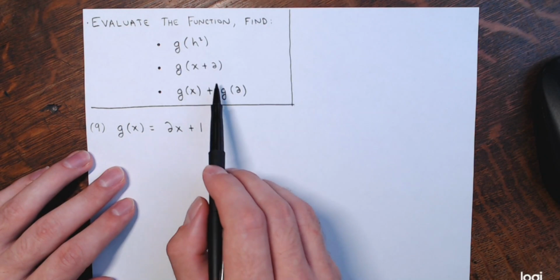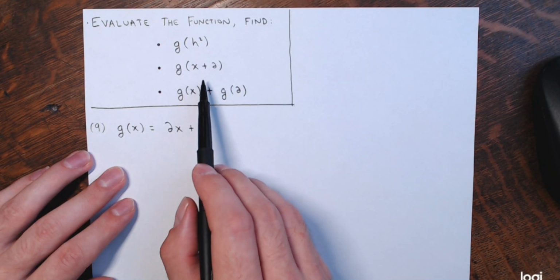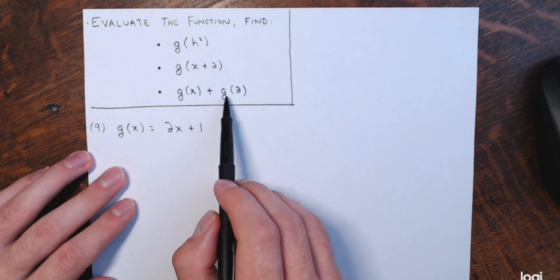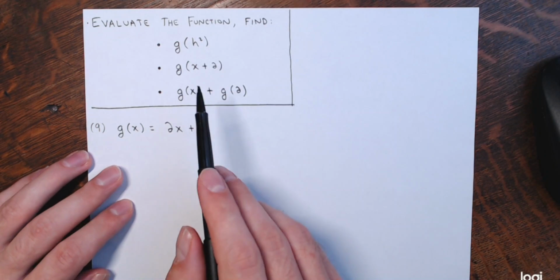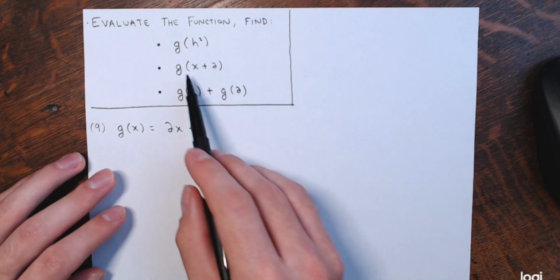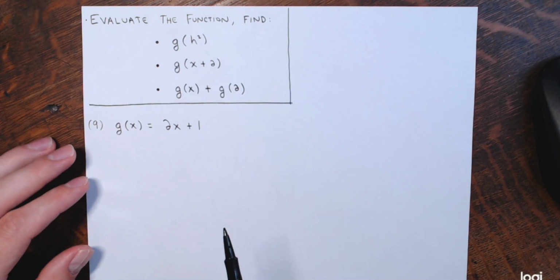And then here, notice the difference between the second and third one. Here x plus 2 is in the parentheses. Here it's separated: g of x plus g evaluated at 2. We'll see that these are in fact different. You can't just distribute functions. And I'll point that out when we get to it.